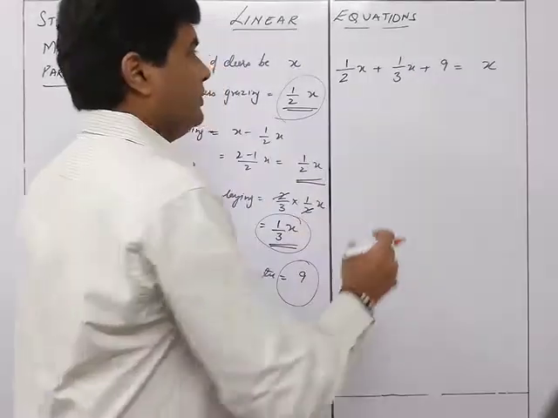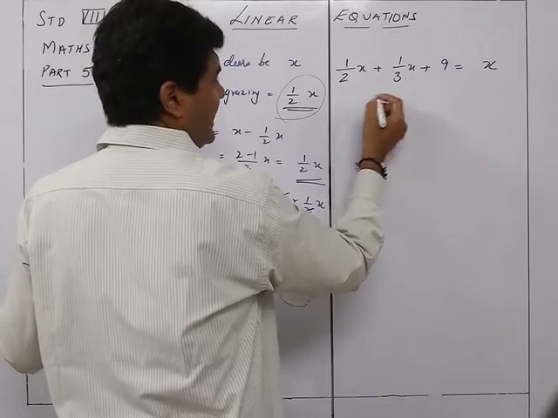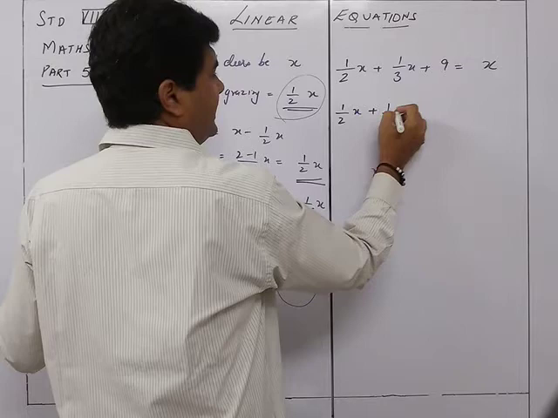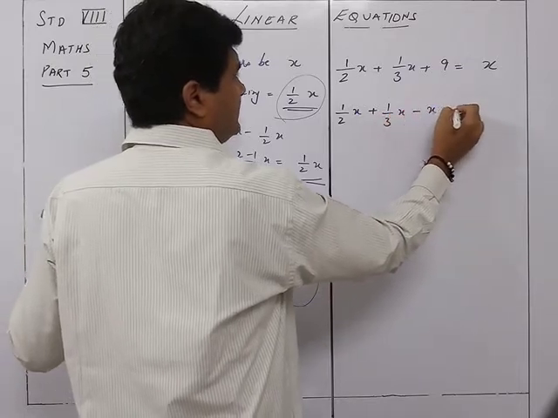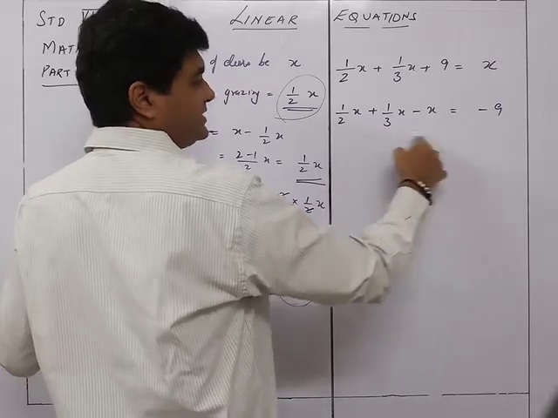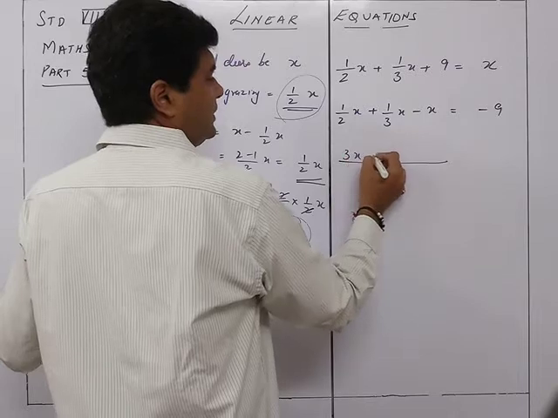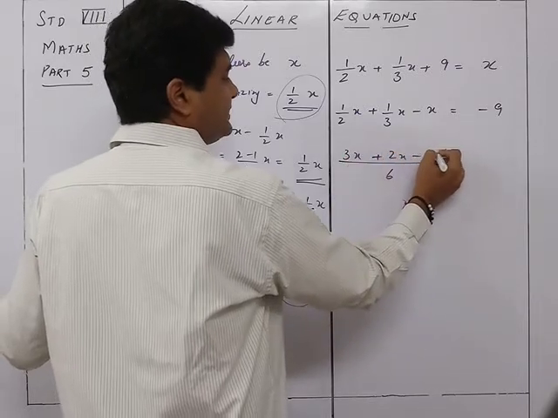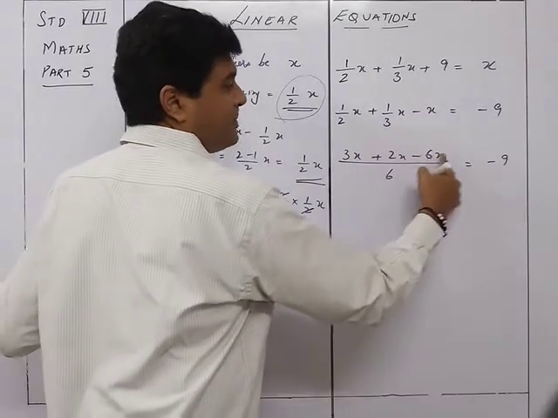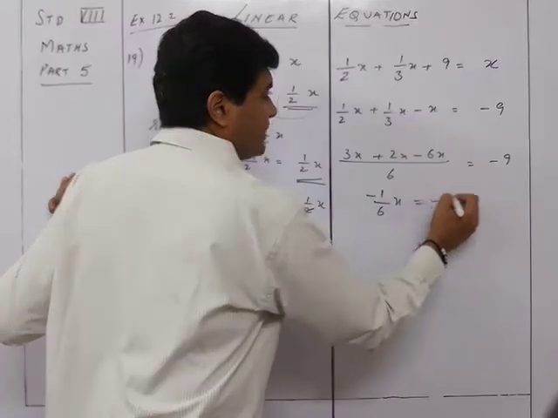Okay, so bringing the x over here and 9 on that side, we'll have it over here as 1 upon 2x plus 1 upon 3x minus x is equals to minus 9. Taking the LCM, LCM is 6. So we have it over here as 6 as LCM. This will be 3x plus 2x minus 6x is equals to minus 9. So this will be 5 minus 6 is minus 1. So minus 1 upon 6x is equals to minus 9.